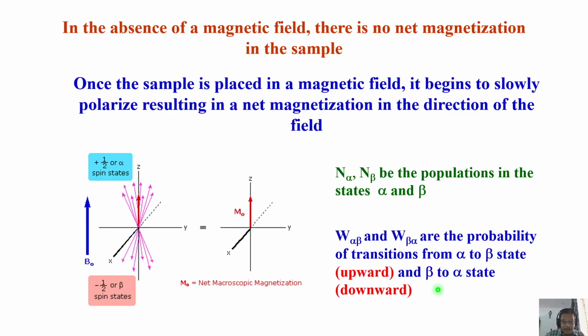When the spins polarize, some spins go from the lower energy state to the higher energy state, and some come down from the higher energy state to the lower energy state. As a consequence, there is some difference of population. But what is the probability of this transition? Let us define it by these two terms, W alpha beta and W beta alpha, for upward and downward transitions. It is a definition.